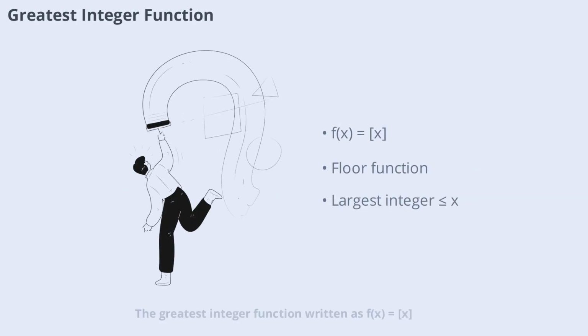The greatest integer function, written as f(x) equals floor of x, returns the largest integer less than or equal to x, for example floor of 2.7 equals 2, floor of 1.2 equals 1. This function is also known as the floor function and is widely used in programming and mathematics.